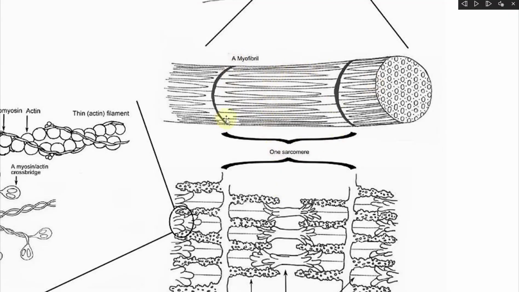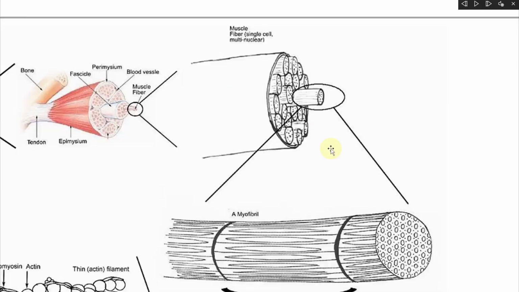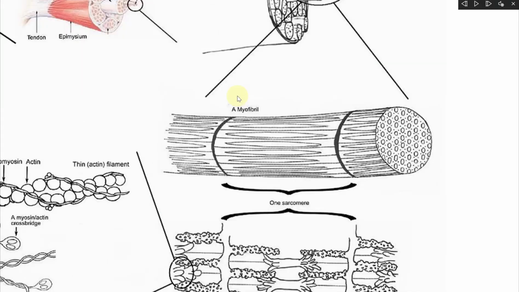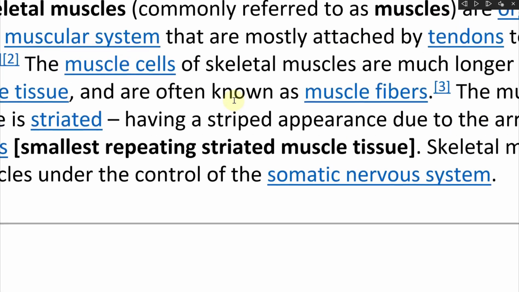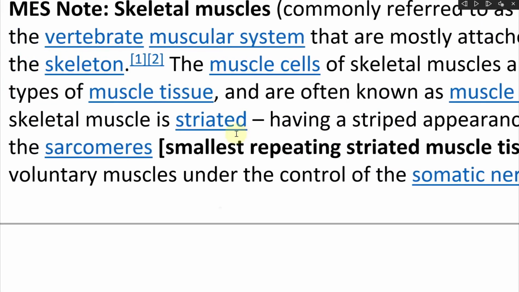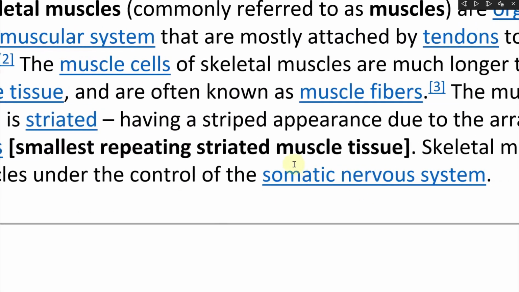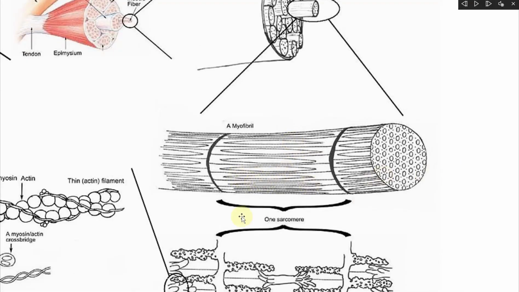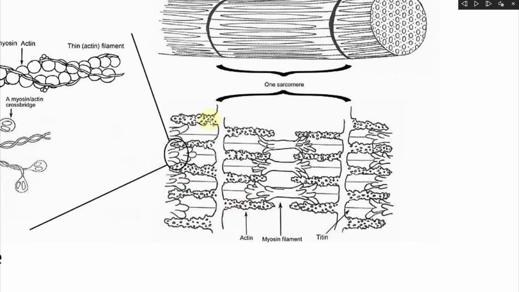Now you have the myofibril inside there, the full length, and one sarcomere as a segment over there. Remember what the sarcomere was? That is the smallest repeating striated muscle tissue. It's going to keep repeating on and on. So here's one sarcomere, and if you zoom into it, what you get is actin, myosin filament, and titin right here. And it just keeps repeating on and on.